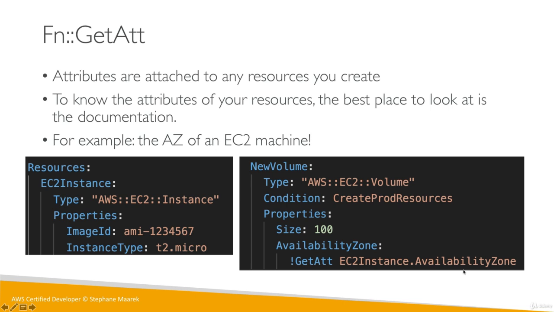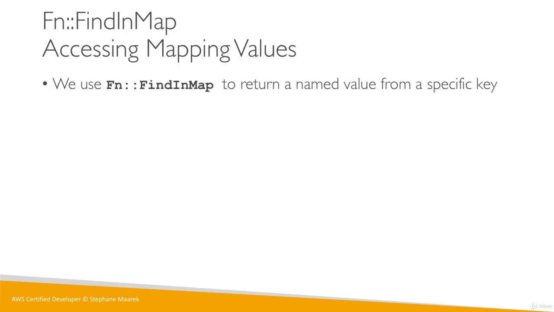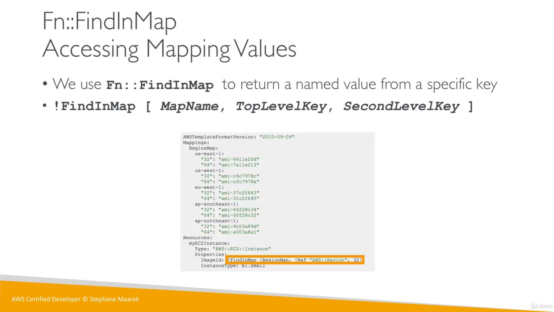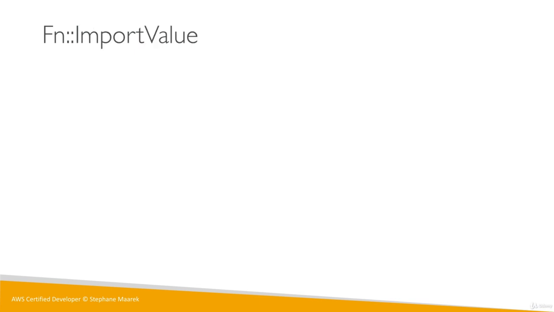So this is quite a popular exam question as well. You know, how do we get this attribute of this resource? And the answer is use the GetAtt function. You have FindInMap, and we've seen this before. We use this FindInMap function, and the shorthand syntax is this. We have to specify the map name, the top level key, and the second level key. And so here is a quick summary. In this example, we were using the FindInMap function to find the image ID based on the region we were in and the type of architecture, 32 or 64 bits.